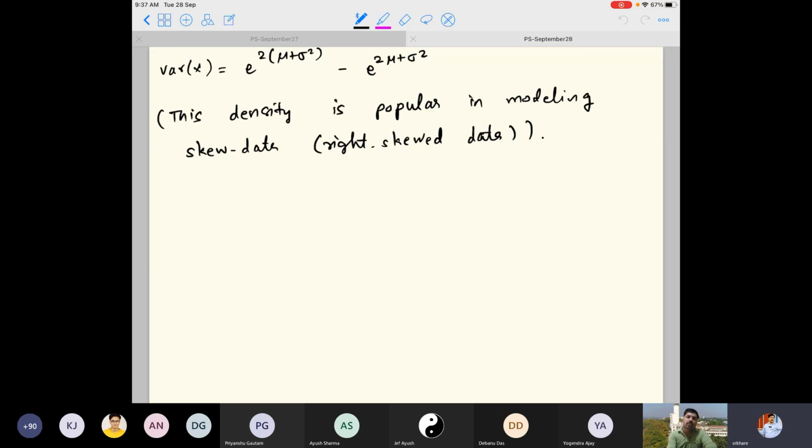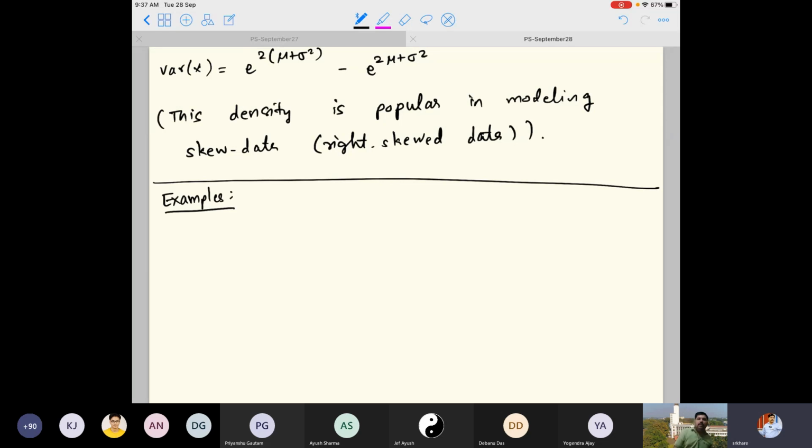Okay, here it is. So I can do that. Let us look at a few examples, a couple of examples. These examples are interesting, and we'll see that they are important.